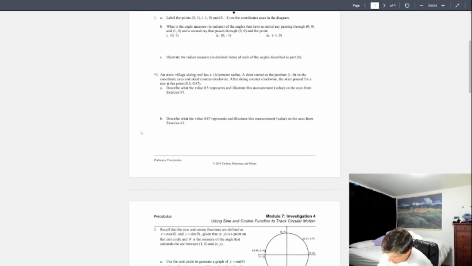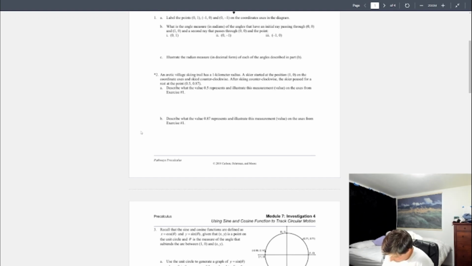It's pretty much right in the middle of the x-axis, between 0 and 1 on the x. But 0.5 kilometers to the right. Illustrate this one. Okay, 0.5. I'll just put 0.